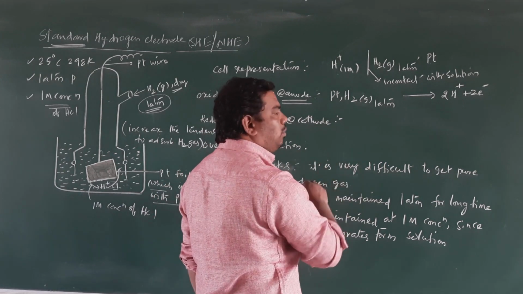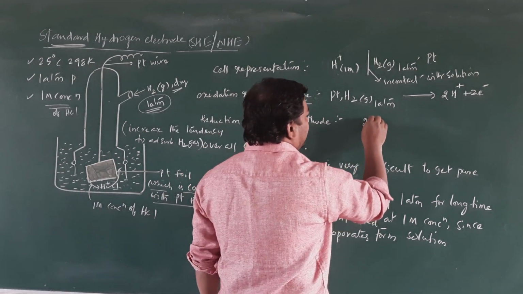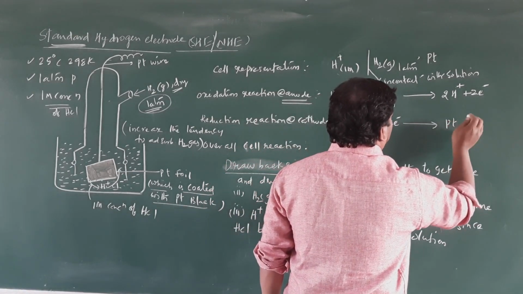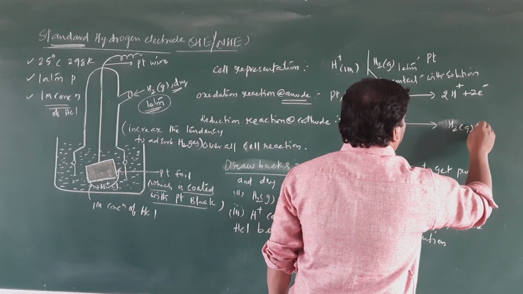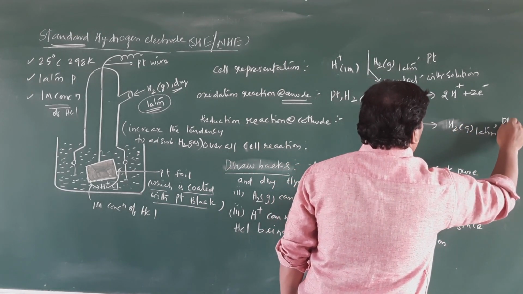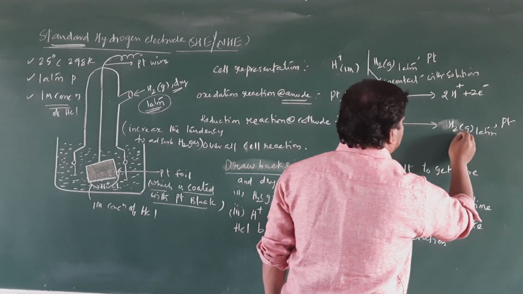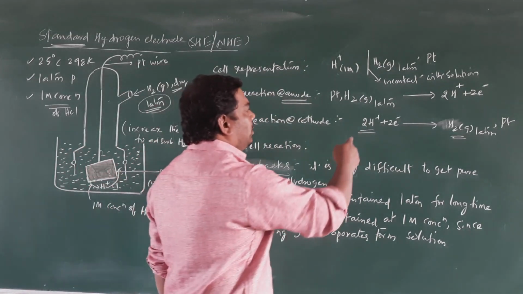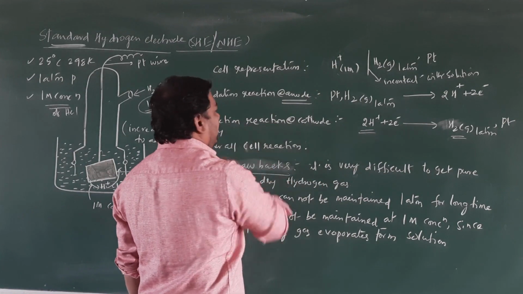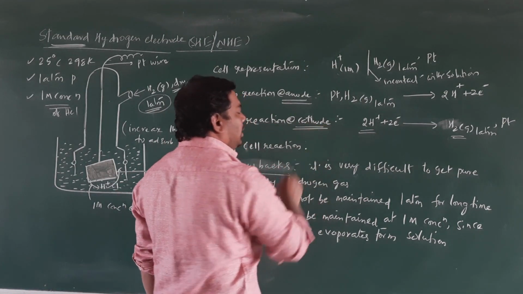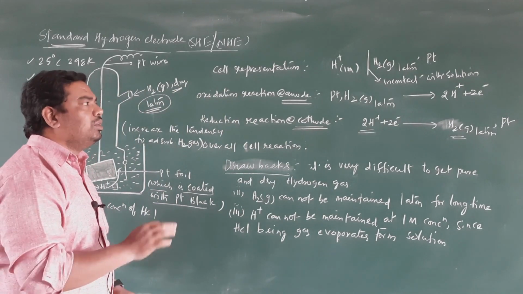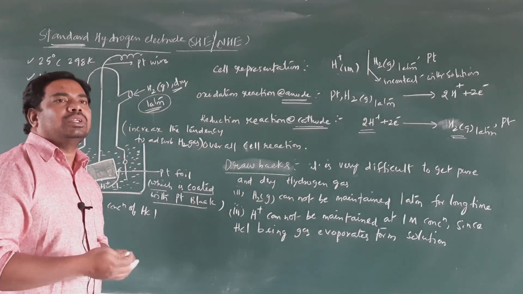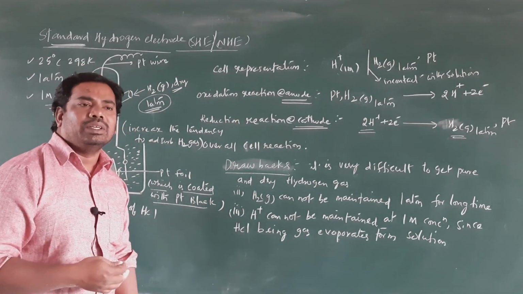I will write the reversible reaction of the above. That is 2H plus plus 2 electrons gives platinum, comma, hydrogen gas at 1 atmosphere pressure, comma, platinum. Here you can see the 2H plus converts into hydrogen gas, which means a decrease in oxidation number, so it is a reduction reaction. If a reduction reaction takes place, then it acts as a cathode. That is very important. These two reactions happen when the hydrogen electrode acts as a cathode and as an anode.